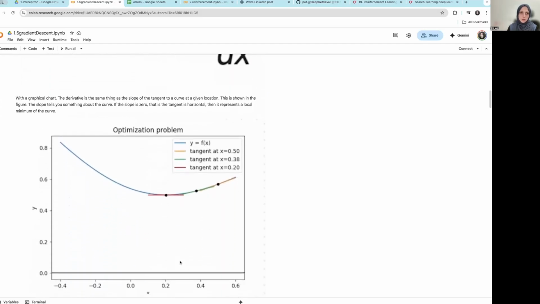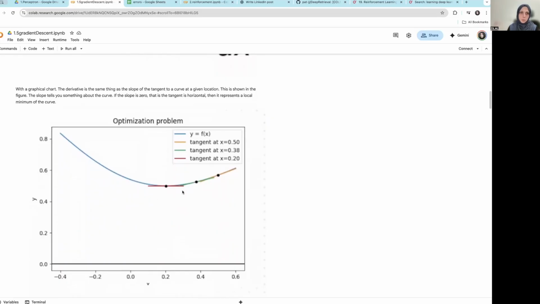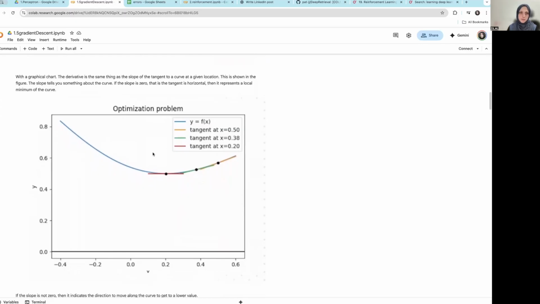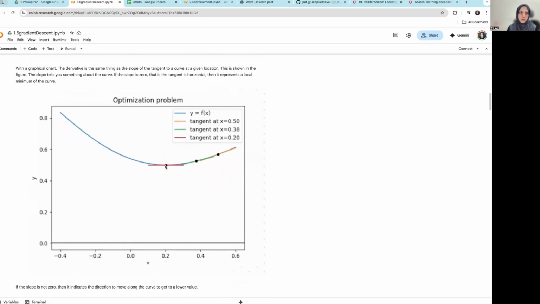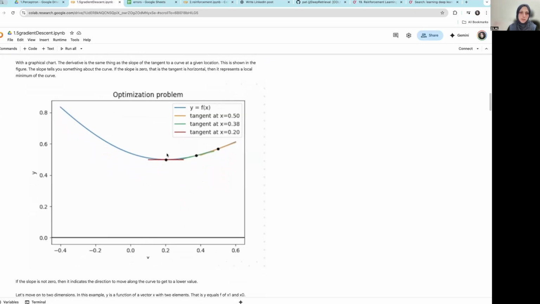With a graphical chart, the derivative is the same thing as the slope of the tangent to a curve at a given location. As you can see in this curve, the slope tells you something about the curve. If the slope is 0, that is, the tangent is horizontal, as you can see here in the red line, then it represents a local minimum of the curve. And in everything, we want low cost. We don't want a lot of cost. So we search for this location. We will see how we use calculus to do that.